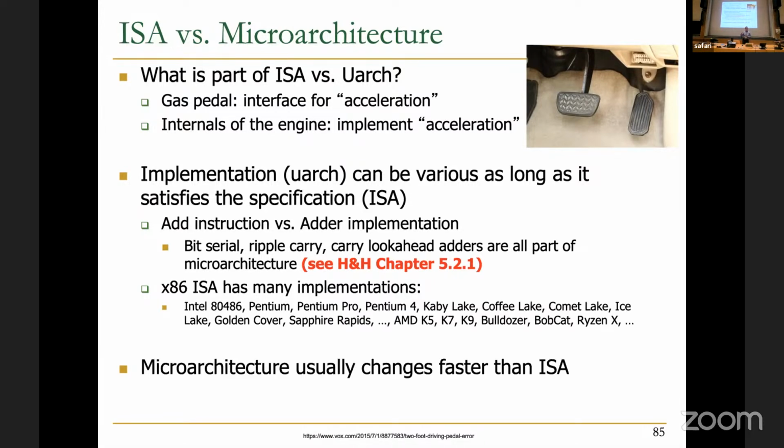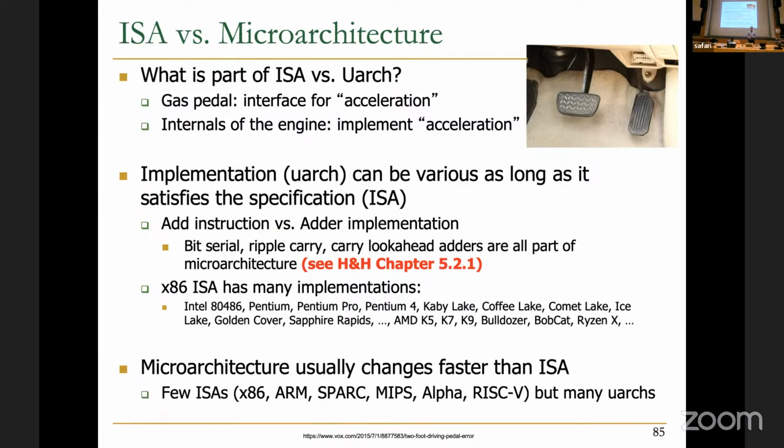And just because of this interface to the user, microarchitecture usually changes faster than ISA. How many different types of gas pedals have you seen? Or at least the semantic specification of the gas pedals have you seen in your lifetime? Probably one. I mean, they may be embellished in different ways, but they're all obeying the same interface, right? But underlying there could be many, many implementations. So as a result, microarchitectures are very, very different, whereas ISAs stay constant because there is a huge user base, software base.